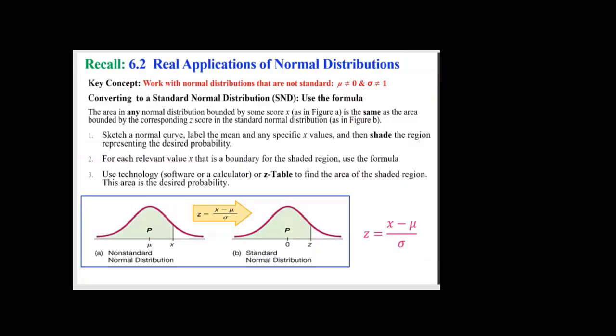And when we want to use a table, the Z table, to come up with the answer, we do this transformation of Z equals X minus mu over sigma to use the table, specifically when it comes to applications where mu and sigma may not be just the same value for standard normal distribution.